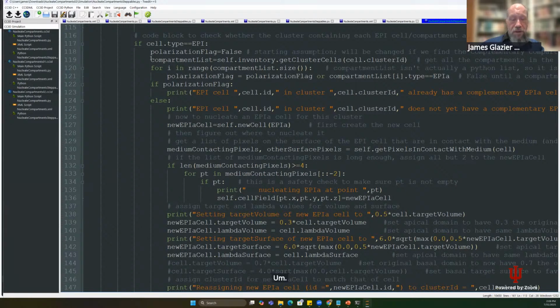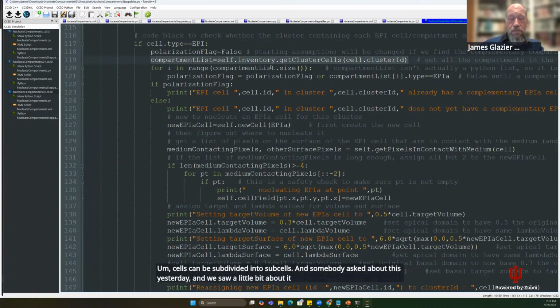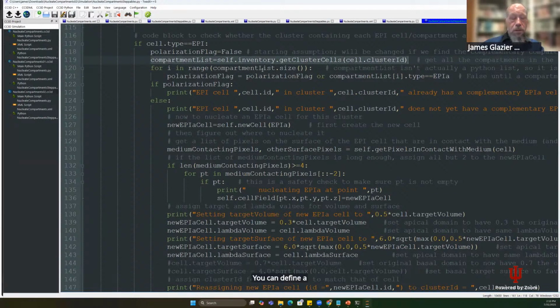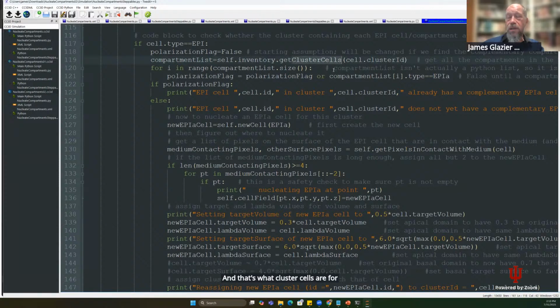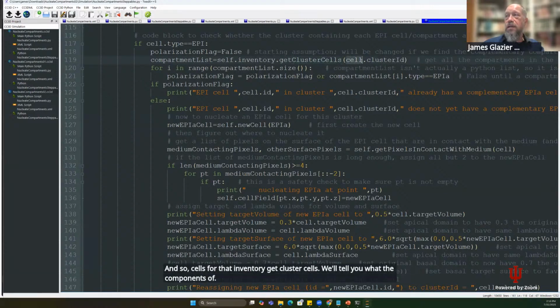Cells can be subdivided into subcells. Somebody asked about this yesterday, and we saw a little bit about it just at the beginning of today with Gilberto. You can define a cell to have a nuclear compartment, a lamellipodial compartment, an apical compartment, a basal compartment, and that's what cluster cells are for. That defines subcells within a cell. And so cell.inventory get cluster cells will tell you what the components of the cell are.